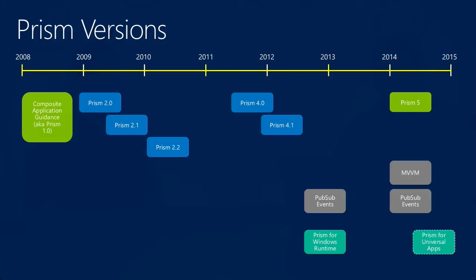So then 2009 to 2010, the 2.x versions were really taking what was done for WPF in version 1 and porting it over to Silverlight 3 and then Silverlight 4. Okay. And just making it work for the Silverlight arena as well.